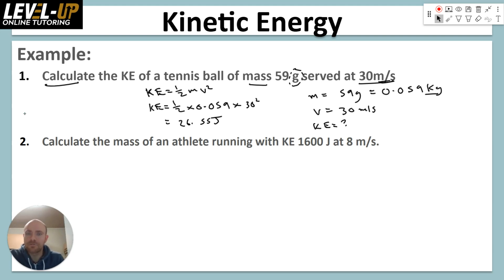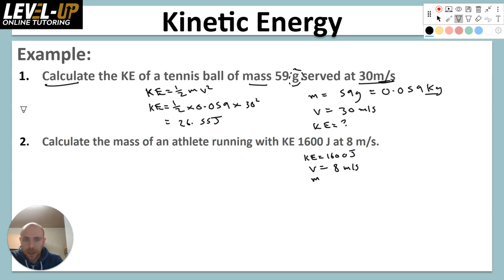Another example here, calculate the mass of an athlete running with a kinetic energy of 1,600 joules at 8 meters per second. Again, we're going to write down the information. So what do we know? We know that the kinetic energy is 1,600 joules. Check the units, it's in joules, and that's what I need it to be in. Velocity, 8 meters per second. Check units, it's in meters per second, that's what I want. So we're all good with units, we don't need to change anything, but we do want to determine the mass.